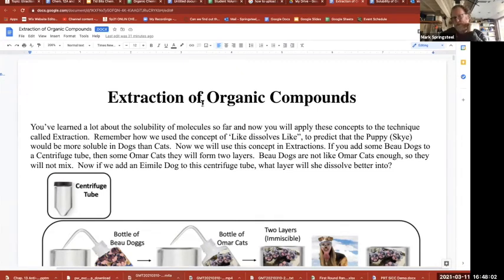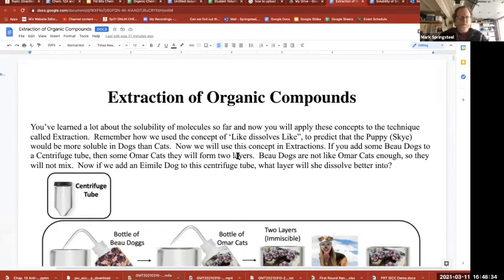Extraction of organic compounds. Organic chemists almost always have to do extractions from reactions. You run a reaction and you have the molecule you want, your major product. And then you also have reagents that you were using, or side products that you don't want. You can use the extraction technique to extract out the major product you want and get rid of all the other stuff. And it's based on solubility, so it's a perfect continuation from that solubility lab.